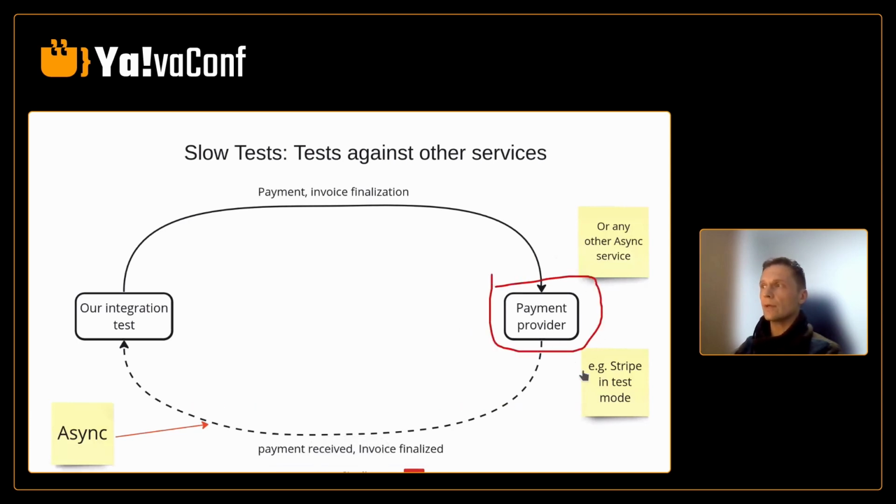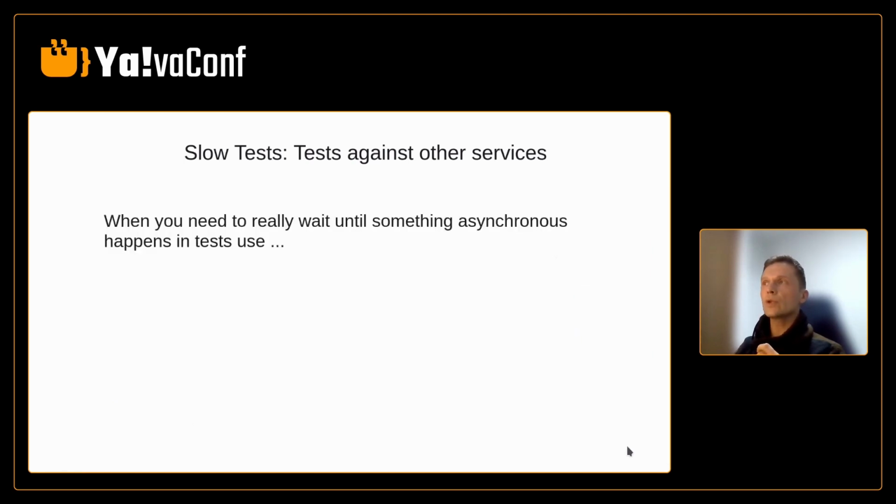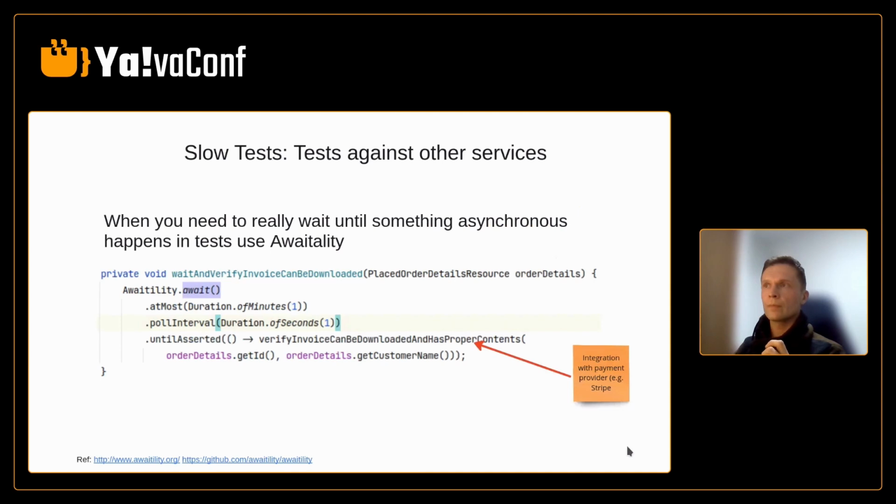And it's essentially a real service like Stripe. We have this case: the payment provider at some point will do something that our integration test has to check, and we have no idea or no control of how we can ensure or know that something happens. So in those cases, when you really need to wait in your test until something asynchronous happens, you should use a wait utility.